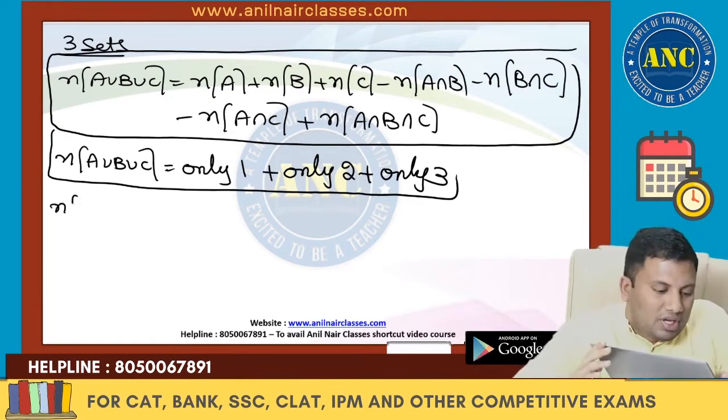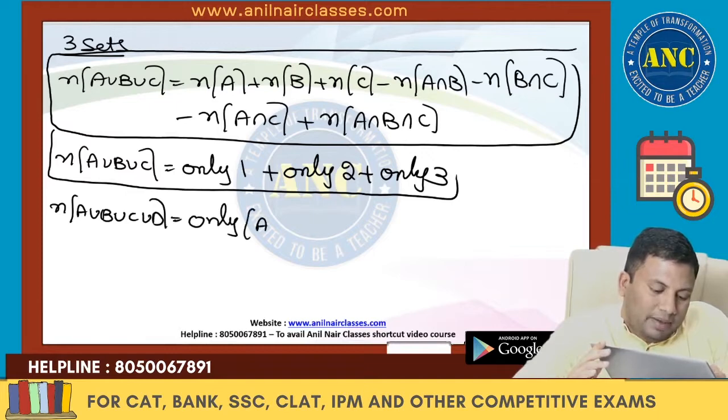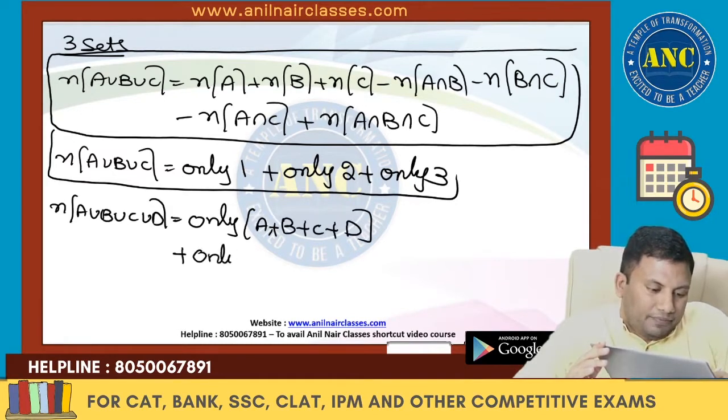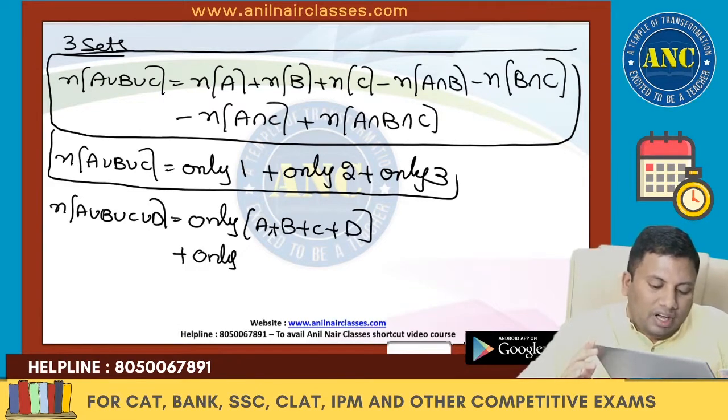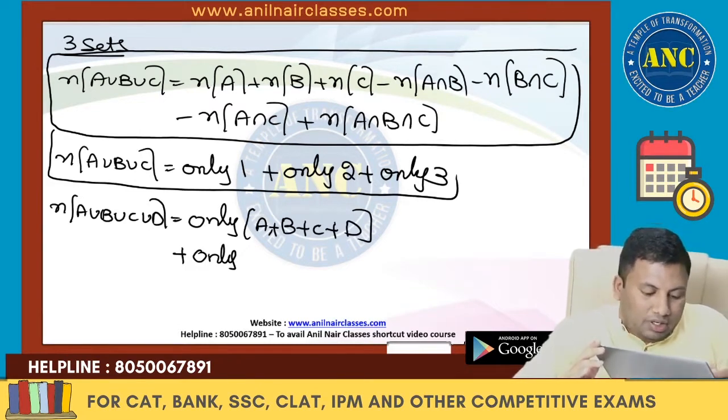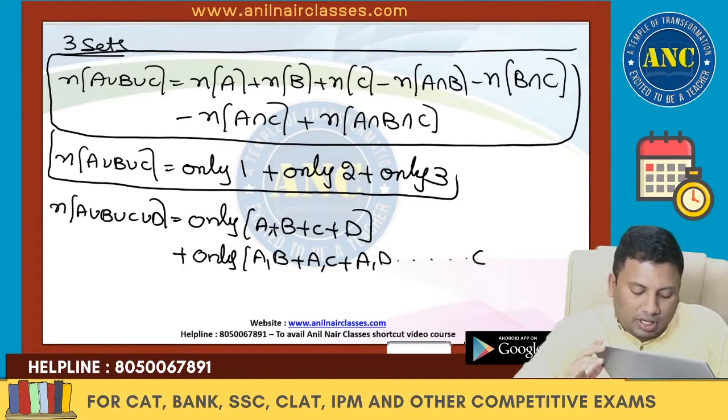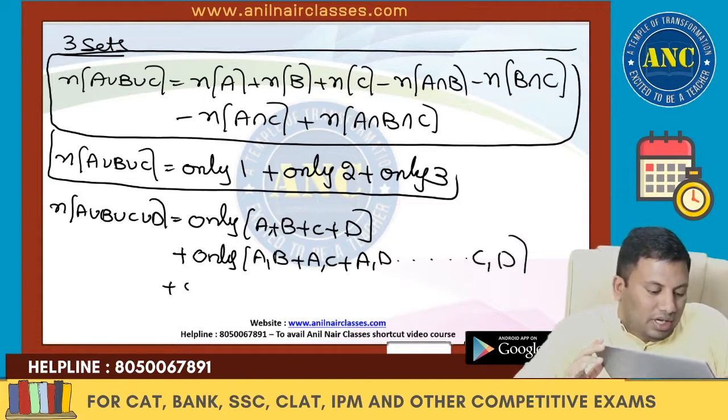Suppose A union B union C union D is given. What is that? It is nothing but only A, only B, only C, only D. Next one, only two out of 4 values. Out of 4 values, I have to take 2 values. So it is AB, next it is AC, next it is AD, and so on up to CD. Only 3: out of 4, select any 3. I hope it is clear.